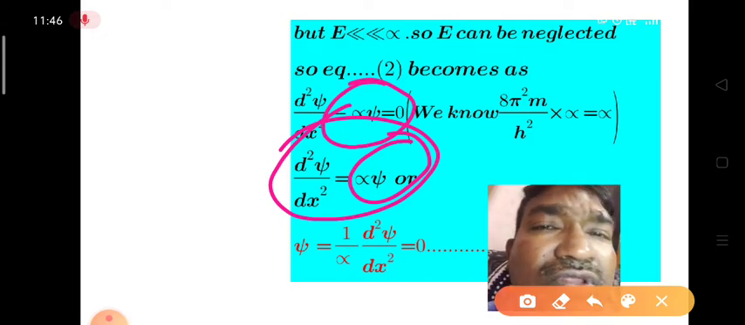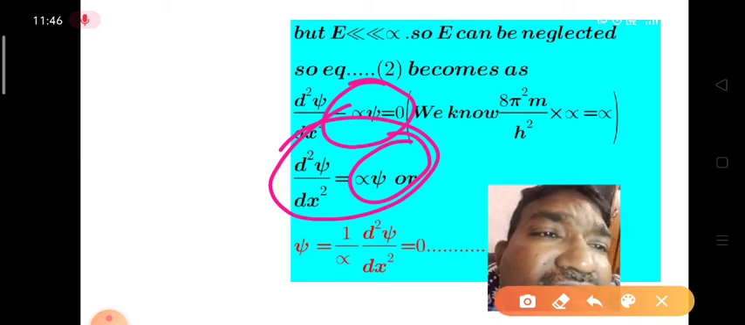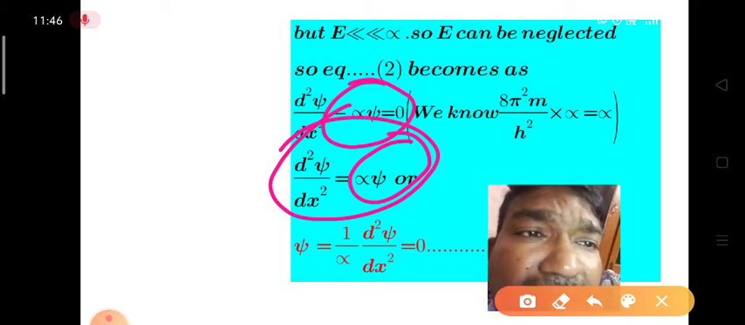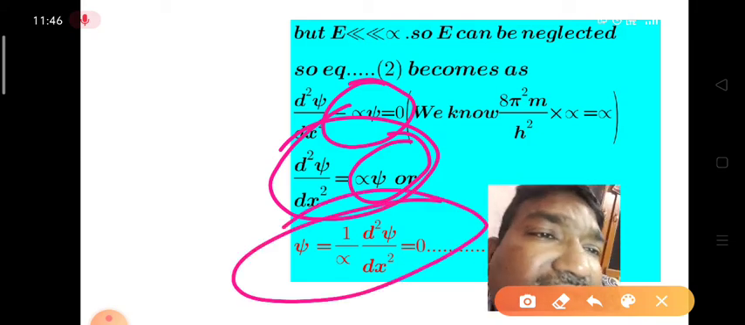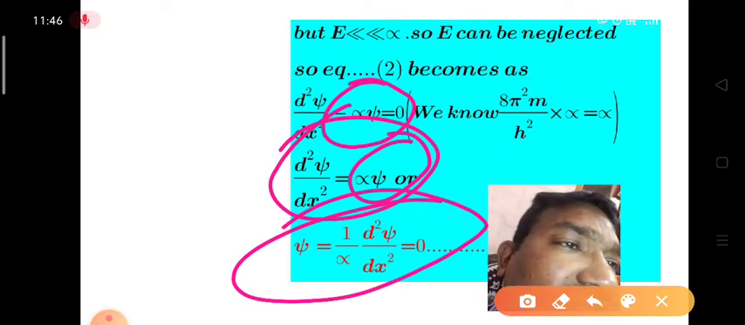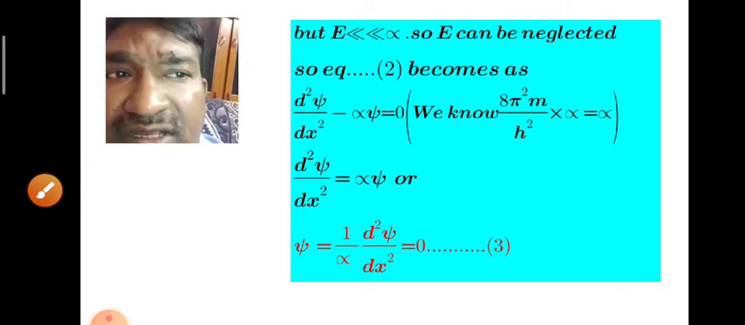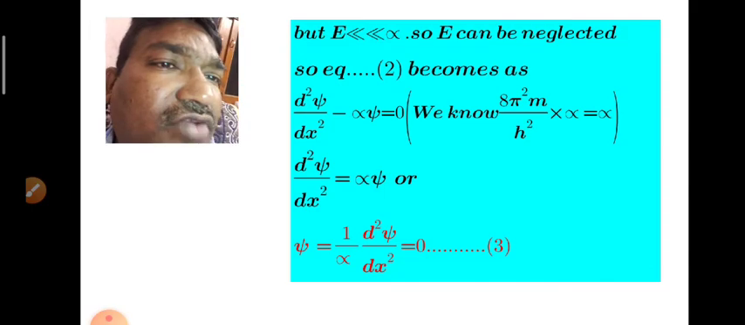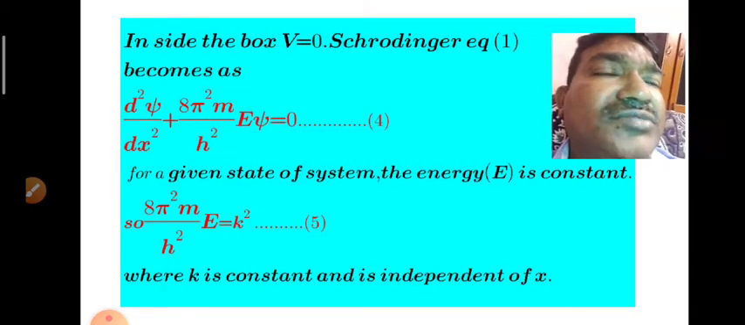Psi is equal to 1 upon infinity into d square psi upon dx square. So like that we can write. Here we can consider it as equation 3. Now we move to the next condition.